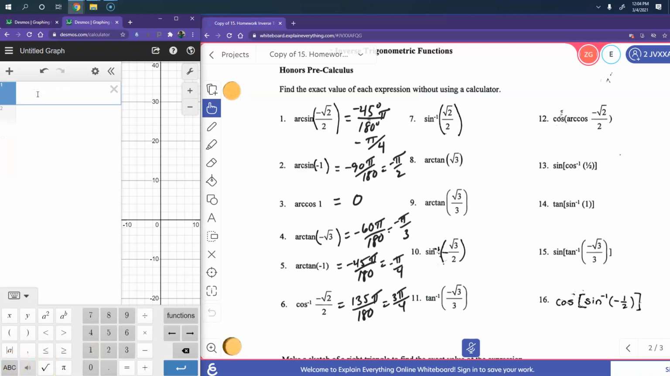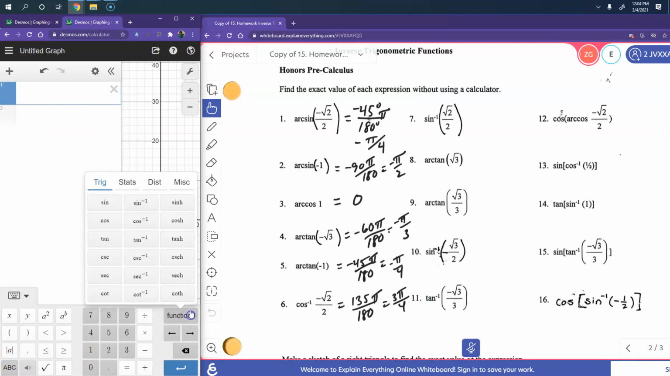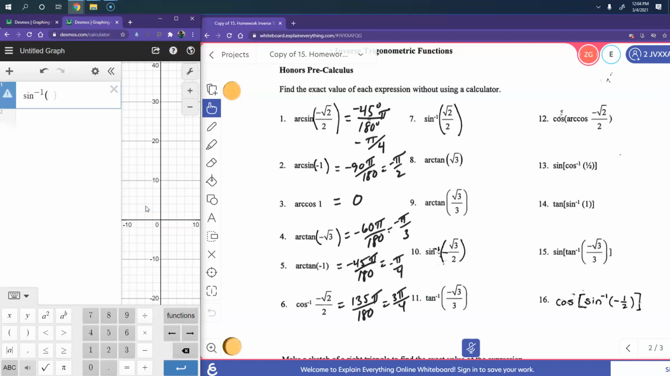For number 7, we have the inverse sine, and we're given again the ratio, square root of 2 divided by 2, and we get 45. So it's 45 over 180, which is equal to pi over 4.